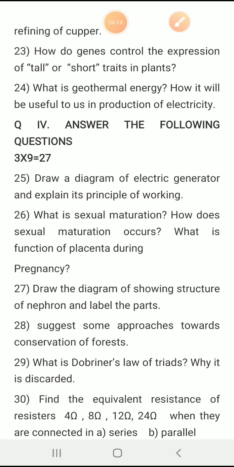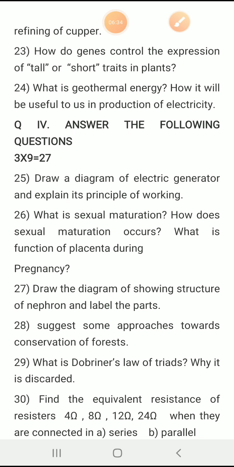Okay. The next question is the 24th question. What is geothermal energy? How will it be useful to us in the production of electricity? Okay. This question also we have discussed in the class.